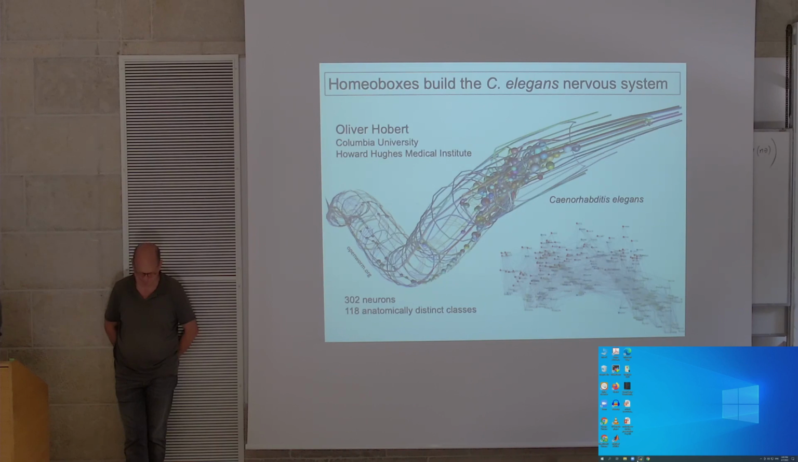We're happy to have Professor Oliver Hobert with us. Oliver will tell us about Homeobox genes, which are the genes that regulate development and morphogenesis, and will tell us about how they encode neural diversity. Oliver is a professor of biology at Columbia University. His lab is part of the Neurotechnology Center in the Zuckerman Institute at Columbia. His lab studies the genetic and evolutionary origin of neural diversity and morphology. Thank you for joining us.